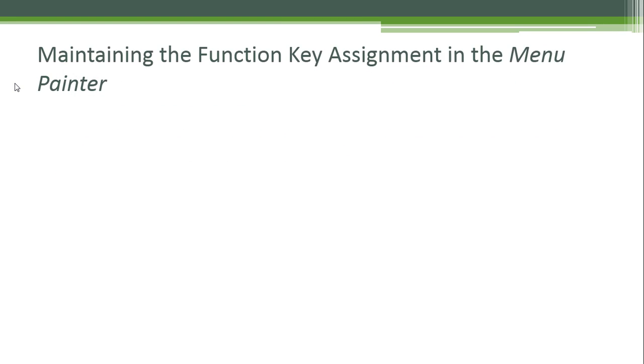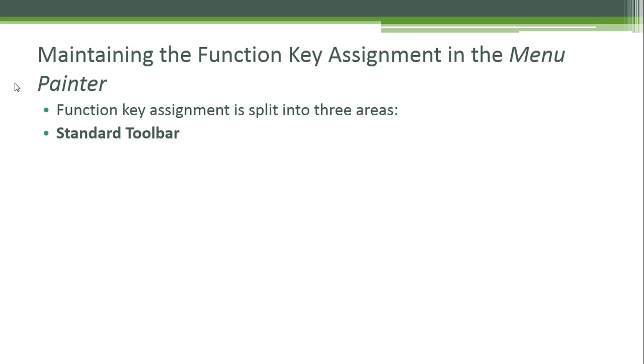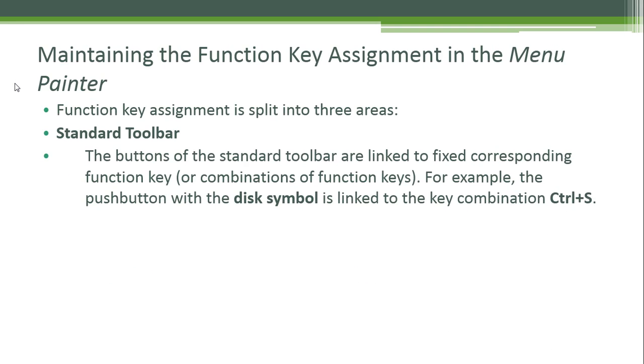Now, maintaining the function key assignments in the menu painter. Function key assignments is split into 3 areas. In the standard toolbar, the buttons of the standard toolbar are linked to a fixed corresponding function key or combination of function keys. For example, the push button with the disc symbol is linked to the key combination Ctrl S, the save function key.